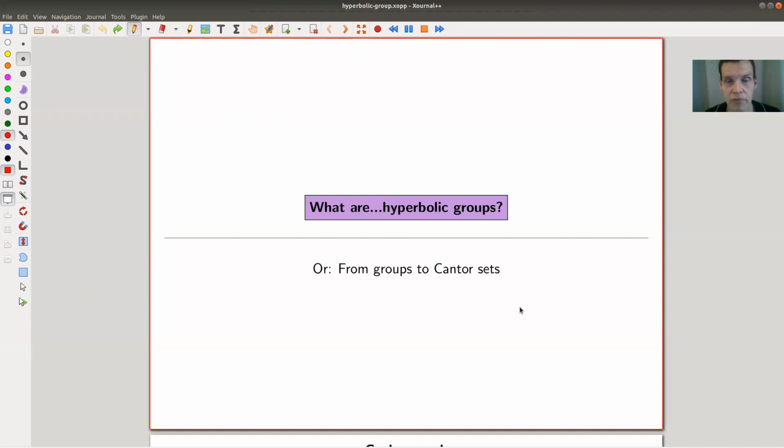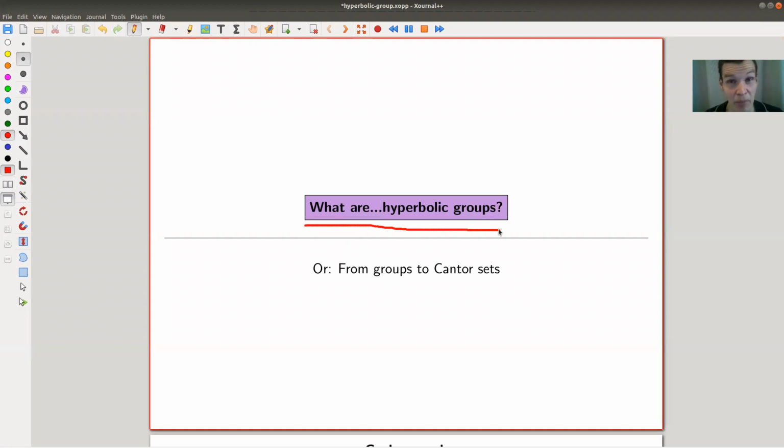Okay, welcome everyone to my continuation of what are my favorite theorems, my very biased collection as usual. Today is a little bit more of a sophisticated topic, so please bear with me and stay with me for a while. So I would like to tell you about hyperbolic groups.